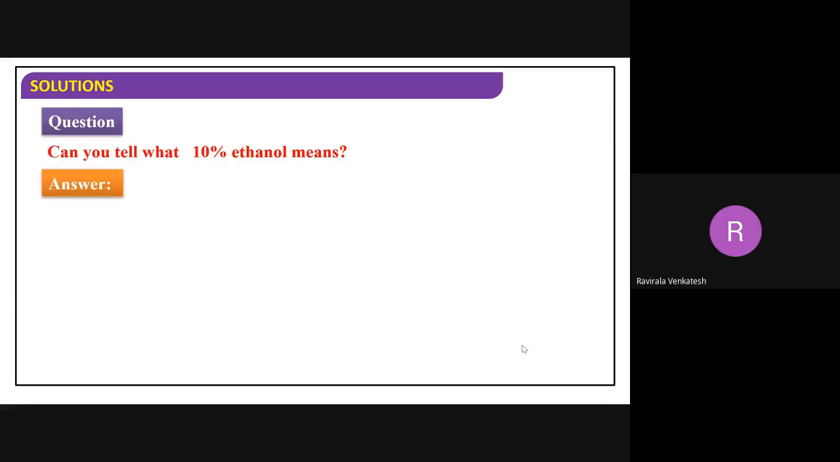Now if I say 10% of ethanol, what does it mean? 10 ml of ethanol is present in 100 ml of solution. Very good. 10 ml of ethyl alcohol or ethanol is present in 100 ml of the solution. Now in this, what will be the volume of the solution? 100. What will be the volume of the solute? 10. Now what will be the volume of the solvent? 90. Right? 90 ml it is.